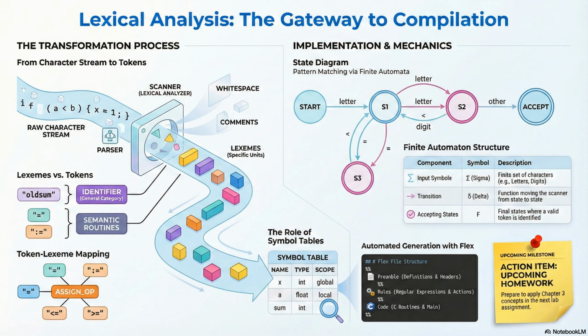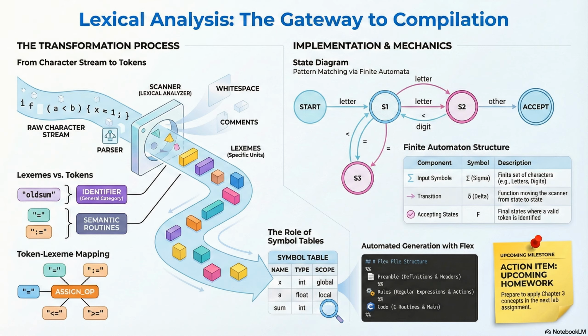But isn't the relationship sometimes one-to-one? Yes, specifically for keywords. Take while. The lexeme is WHILE. The token is just while. You can't use while as a variable name in C or Java. It's reserved, so that mapping is totally unique. The lexeme while always results in the token while. Always. Okay, so lexeme is the specifics, token is the category.